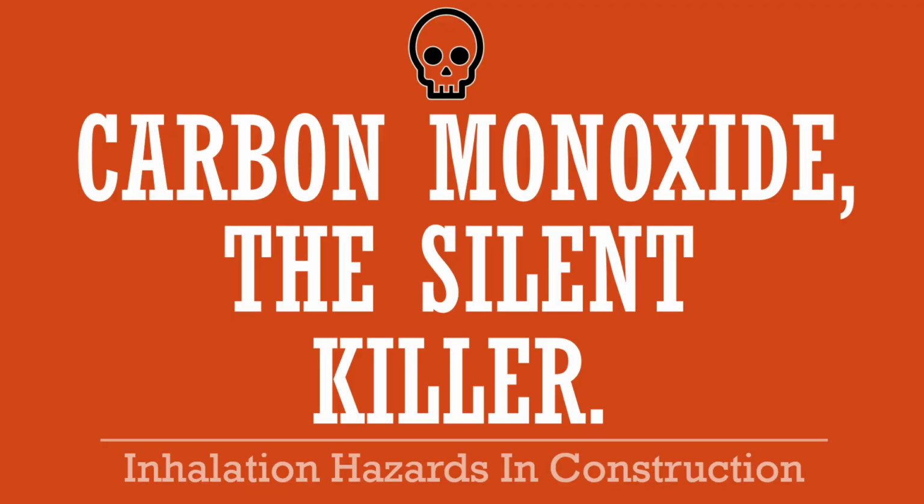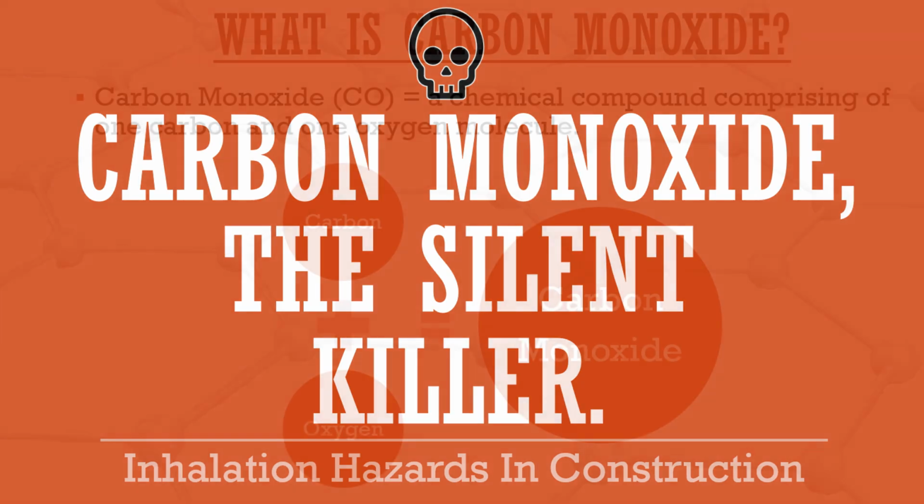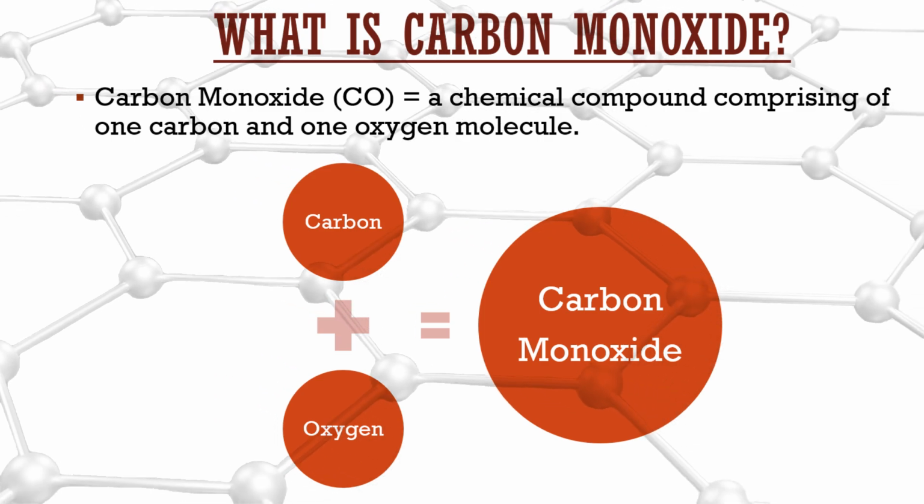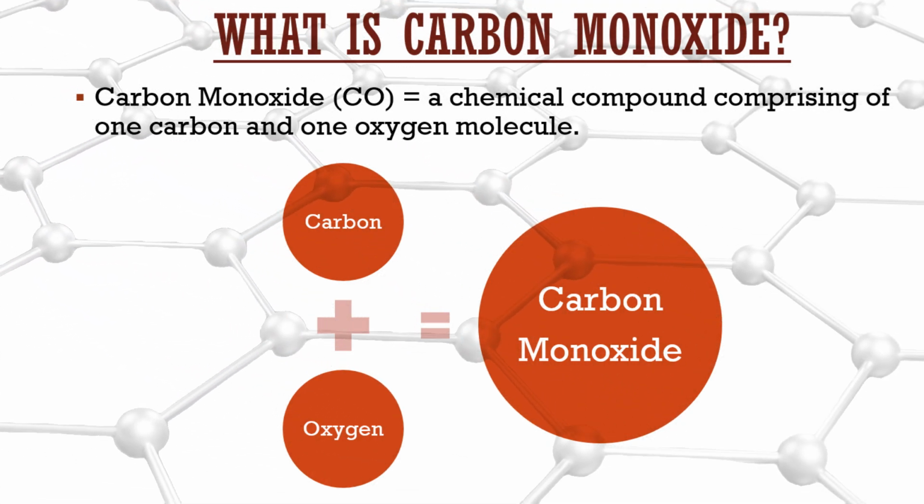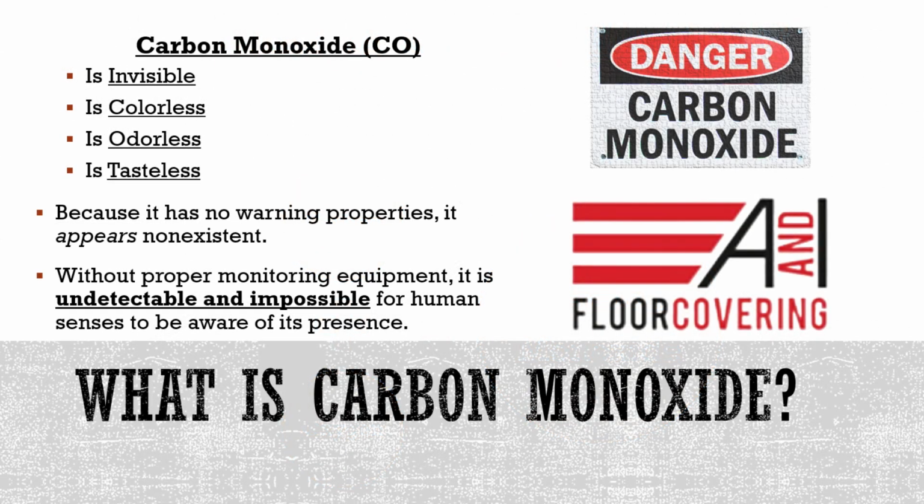Carbon monoxide, the silent killer, is a byproduct that is produced when we use any type of propane-powered machine. It is a chemical compound that is composed of one carbon molecule and one oxygen molecule. Carbon monoxide is known as the silent killer because it is invisible, colorless, odorless, and tasteless. Because it has no warning properties, it appears non-existent. Without proper monitoring equipment, it is undetectable and impossible for human senses to be aware of its presence.